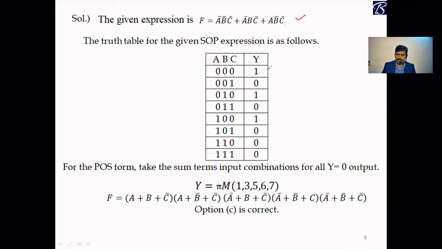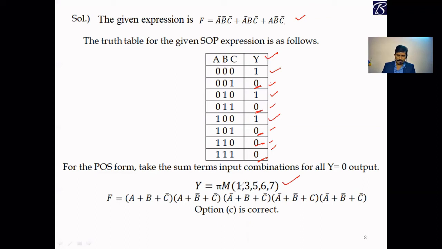So this is 0, 0, 0, this is 1. The second term 0, 1, 0, that is second min term. The third min term is 1, 0, 0, that means this one. Now fill all the remaining output with 0, 0, 0, 0, 0. Now the same expression Y can be written in POS by considering zeros at the output and writing the max terms. That's all. Pi capital M of 1, 3, 5, 6, 7. So this one. Now just write the max terms.